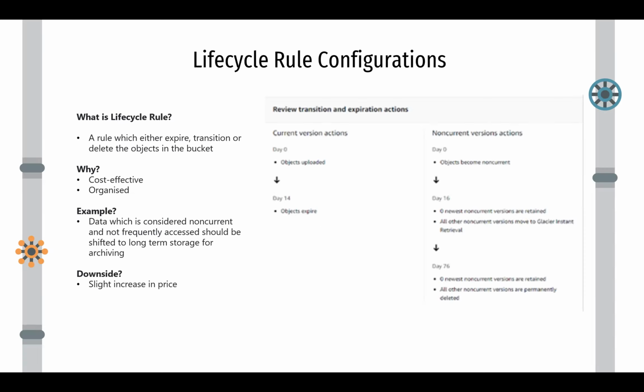As you can see over here, I set it so that after 14 days, the objects will expire from current to non-current. And then from there, after 16 days, which is 1 month since we collected data, it will be moved to Glacier Instant Retrieval, where you can access it once a quarter. And after a total of 3 months since you received the data, it will be deleted from the bucket itself.